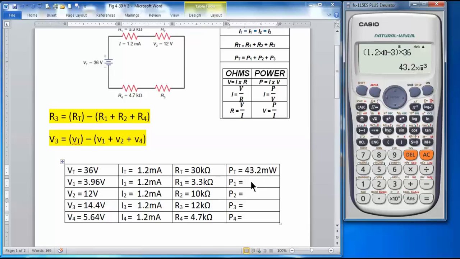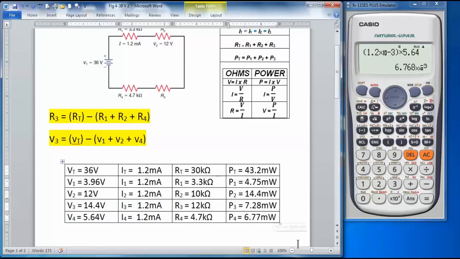Alright, so I calculated my PT, and basically I can just go up here, change the voltage to 3.96 volts to get P1. I'll follow this same procedure to get P2, P3, and P4. I'm going to leave the current in there and just scroll up and change my voltage amounts. And you see here all the values of my power.